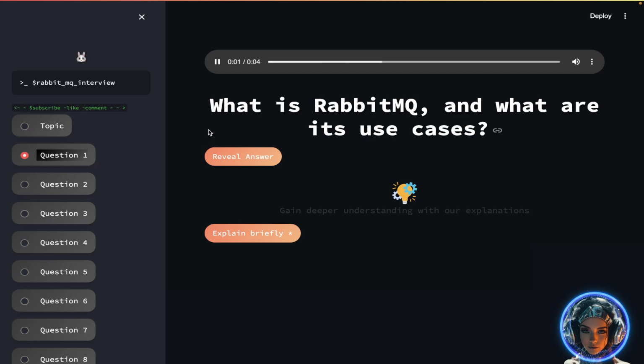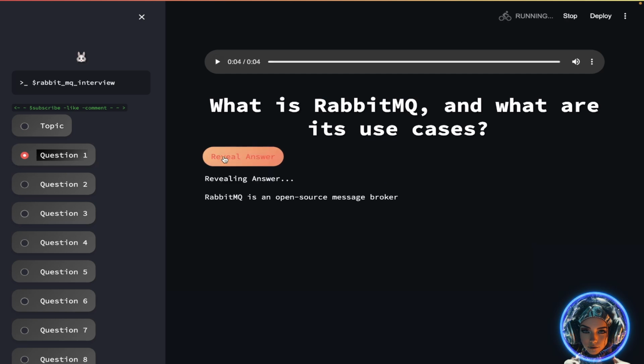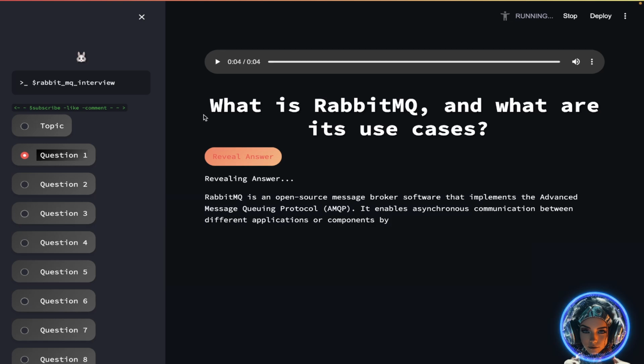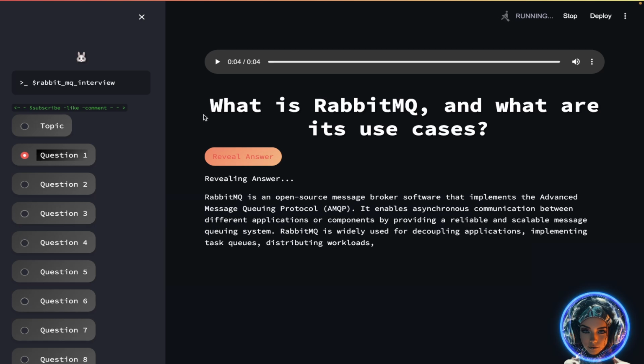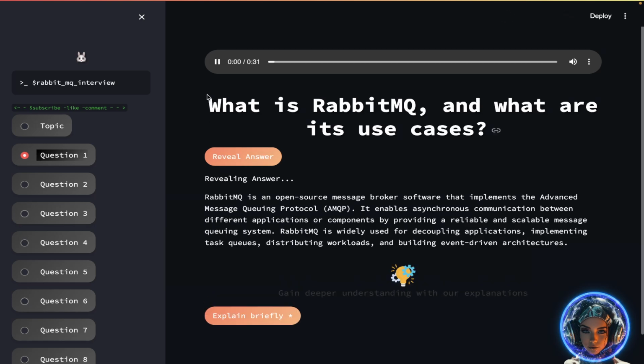What is RabbitMQ, and what are its use cases? RabbitMQ is an open-source message broker software that implements the Advanced Message Queuing Protocol, AMQP. It enables asynchronous communication between different applications or components by providing a reliable and scalable message queuing system. RabbitMQ is widely used for decoupling applications, implementing task queues, distributing workloads, and building event-driven architectures.